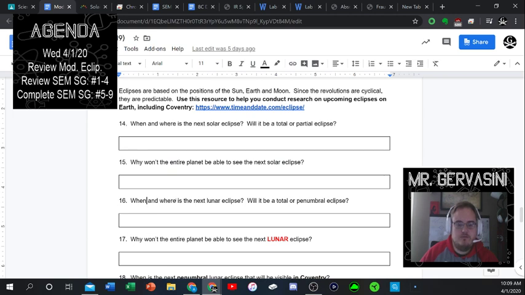Follow up again for the lunar eclipse. Why won't the entire planet be able to see the next lunar eclipse? Because half the planet literally is turned towards the sun during the lunar eclipse. This question just reinforces that the Earth is a sphere, that the half that faces the sun is in daytime, and the half that doesn't face the sun is in nighttime. And you can only see the full moon during the nighttime.